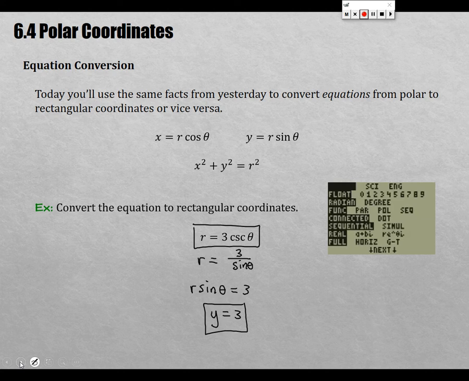Okay. The default, by the way, just like in parametric mode, when you go to window, you have control over x and y mins and maxes and stuff like that. You picking up what we're doing? Okay. You also have control over your theta min, theta max, and theta step. So if you go to your window, the default is probably 0 to 2 pi right now, I'm guessing. So play around.